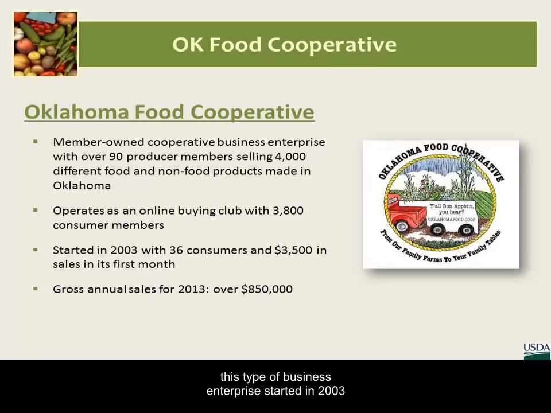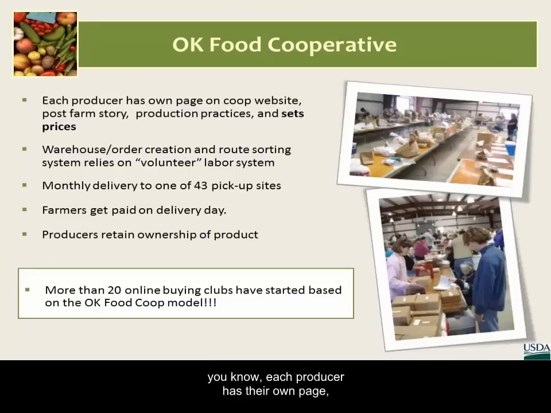Started in 2003 with 36 consumers and some producers, and have grown to now include around 90 producers and almost 4,000 consumer members, and have had gross sales of over $850,000. And the way they do this is that each producer has their own page. They get online, they set their own prices. They post farm stories about their production practices, so that you really do get to know your farmer and how they grow the food.